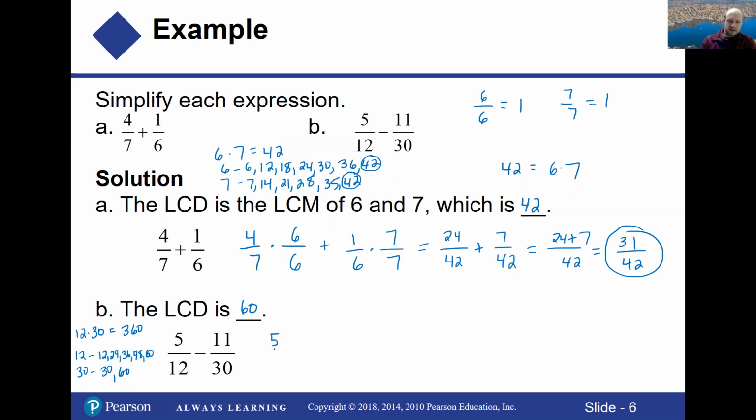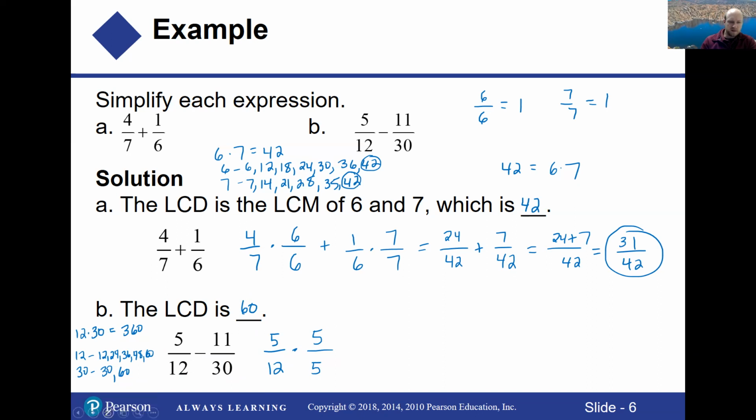So let's do the same idea for this one. If I have 60, okay, here is my LCD. I'm trying to make your denominator of 12 into 60. What do I multiply 12 by to get to 60? Well, I multiply it by 5. And I also have to do the same thing on top. Whoops, it's not a plus, it's a minus. So if that doesn't really make sense to you, think about that a little bit more, okay?